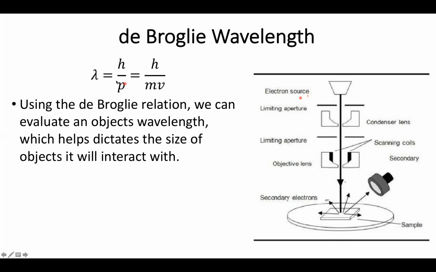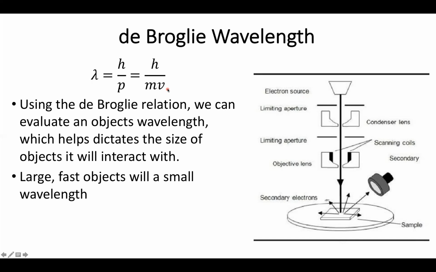So what we can quickly find, using the de Broglie wavelength, is that if I have a large, fast object, this is going to give me a very small wavelength or high resolution. An electron is much heavier, infinitely heavier, than a photon. So if I give it a decent velocity, I can have a pretty good resolution.